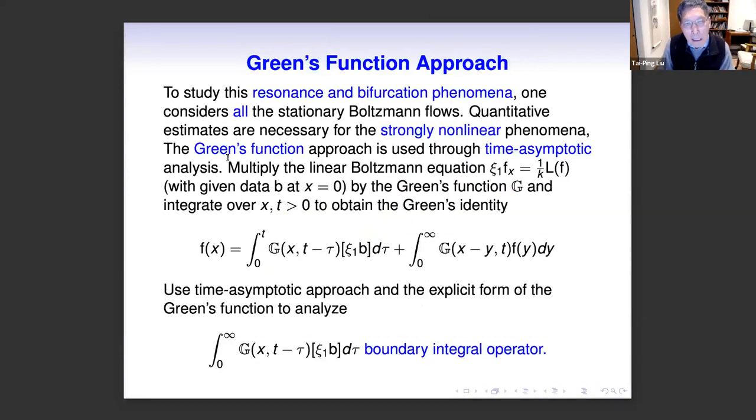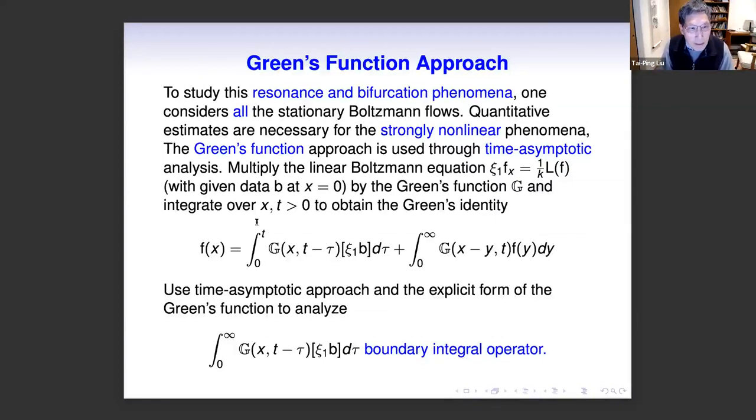So how do we construct such a flow pattern? The first thing, strategically, is that we don't solve a particular boundary value problem. Instead, we consider the totality of all the stationary Boltzmann flows, and they follow the dynamical system: the center manifold, stable manifold, unstable manifold, and so on. And we will use the Green function because this provides a strong quantitative analysis.